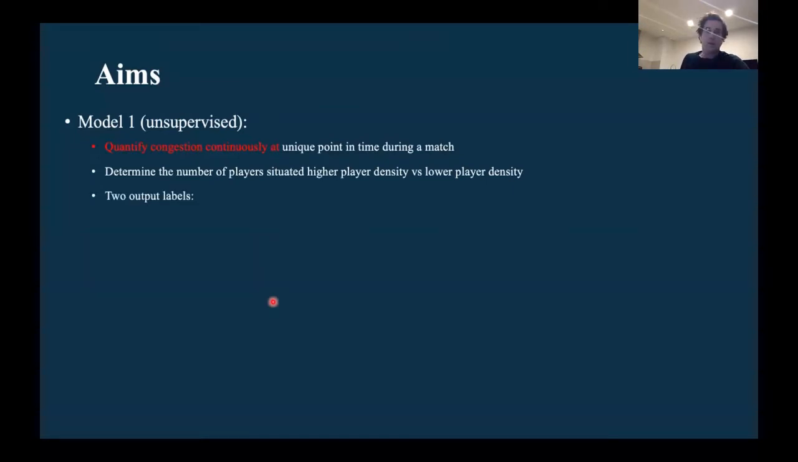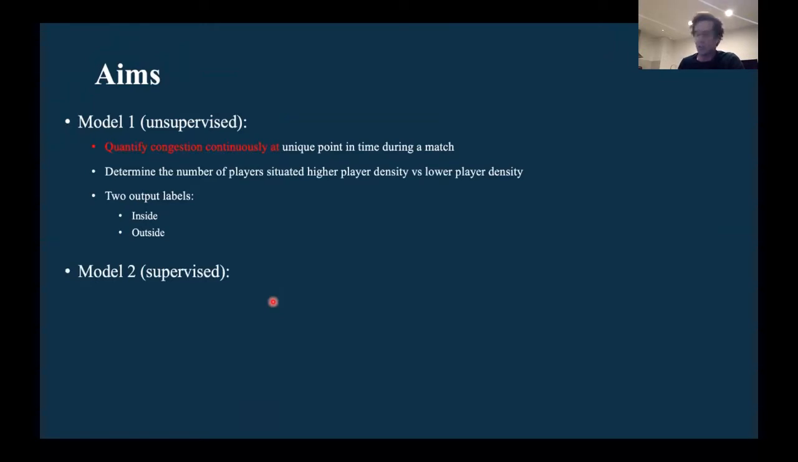But for this output, you only get two labels. So if we're taking a clustering approach here, they just determine if the player is inside congestion or outside congestion. So you just have that binary output. But when fans and commentators normally talk about player congestion, it's focused on the ball carrier who's disposing of the ball. So this is where the clustering model can't provide that.